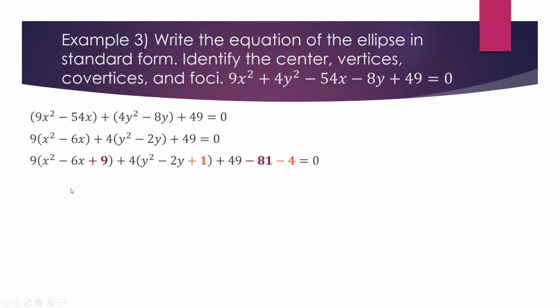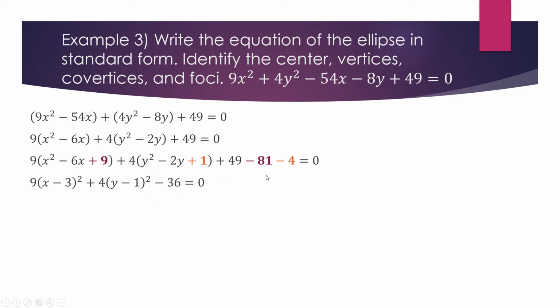Now if we do a little bit of simplifying, half of negative 6 is negative 3, so we're going to get x minus 3 squared. Half of negative 2 is negative 1, so we get y minus 1 squared. We still have the 9 and the 4 out in front. And then 49 minus 81 minus 4 gives us a minus 36.